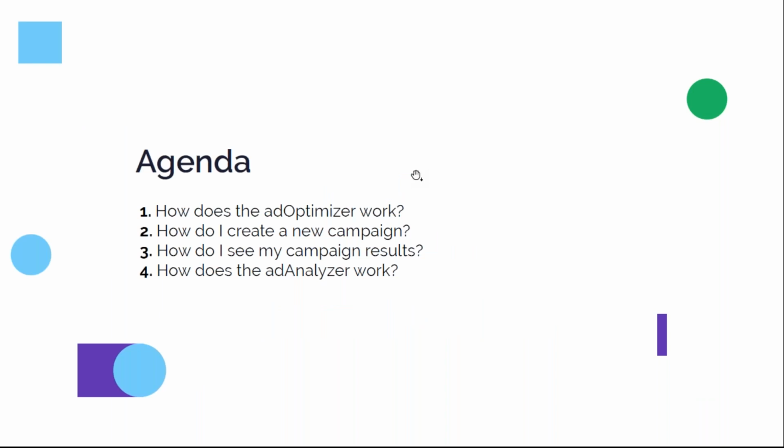On today's webinar, we will be addressing the following subjects. First will be how does the adOptimizer work? Then we're going to go through how do I create a new campaign? We're also going to see how do I see my campaign results? And finally, we're going to be checking how does the ad analyzer work.